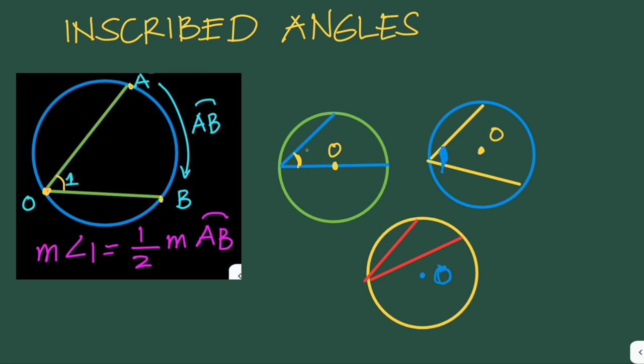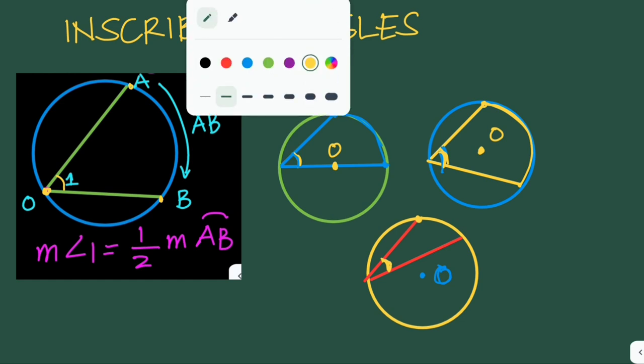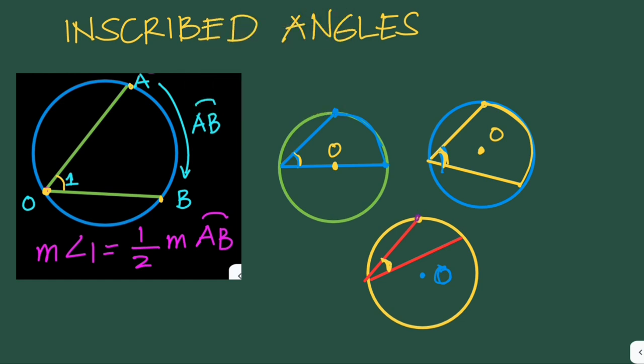So if this is our inscribed angle here, the intercepted arc for this is this one, from this point to this point. And in this case, this is the inscribed angle, and the intercepted arc is from this point to this one. And in this case, we have this one as our inscribed angle, and our intercepted arc is from this point to this point here.